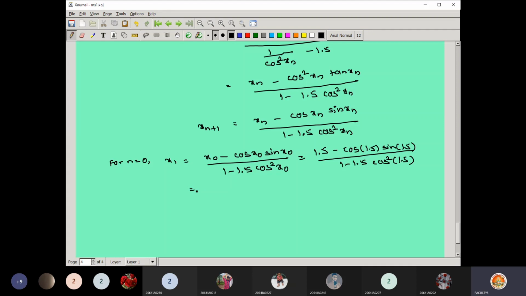So use your divided by button. 1.5 minus cos of 1.5 bracket close, sin of 1.5 bracket close, divided by 1 minus 1.5 into cos square. So I should write cos. How to write this? Cos square, cos of 1.5 bracket close.